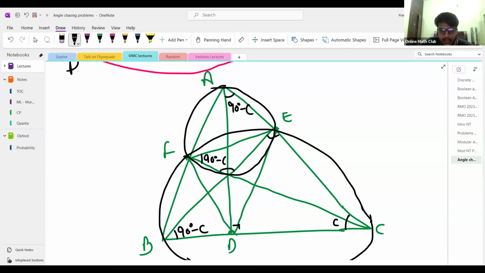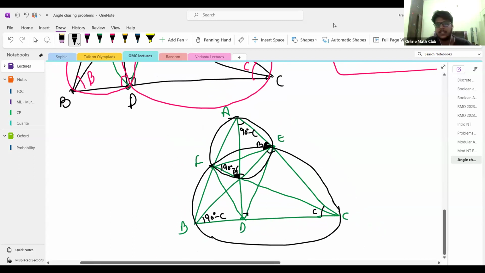Someone already told me this angle. Okay, what about this angle? This shaded part of the black angle. This angle is equal to this angle here. And since BFEC is cyclic, this angle is B. So this is also B. Right? So I can just keep on finding all these angles.